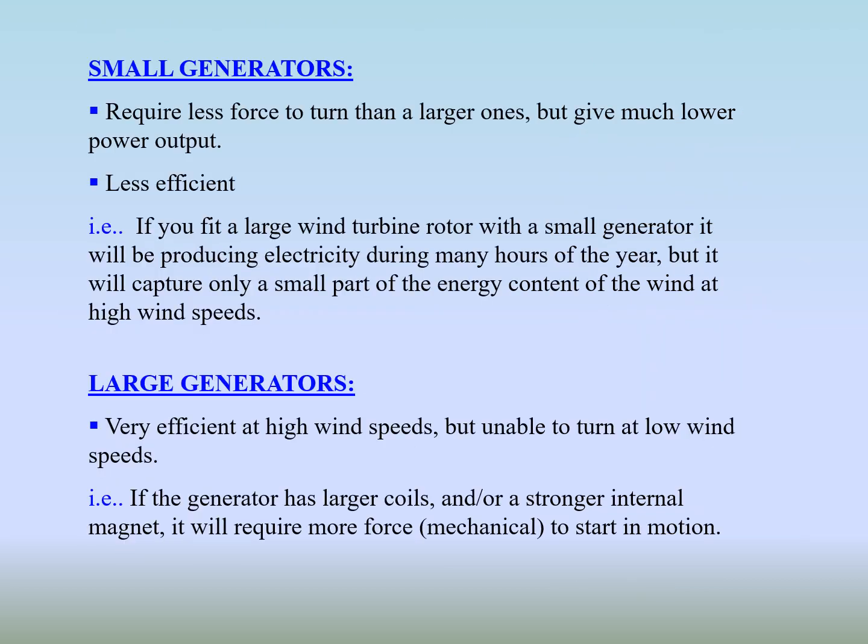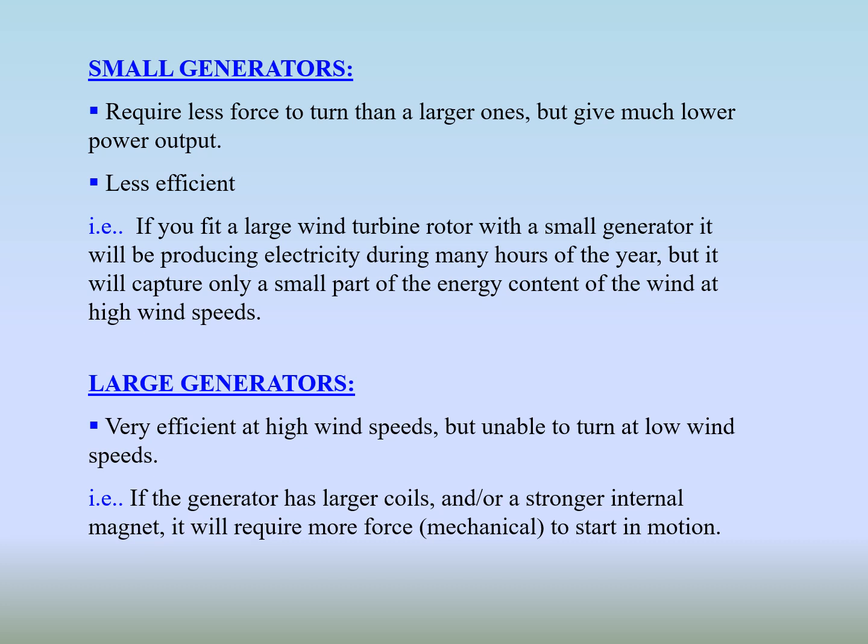Small generators require less force to turn than large ones but give much lower power output, less efficient. Example: if you fit a large wind turbine's rotor with a small generator, it will be producing electricity during many hours of the year, but it will capture only a small part of the energy content of the wind at high wind speed.